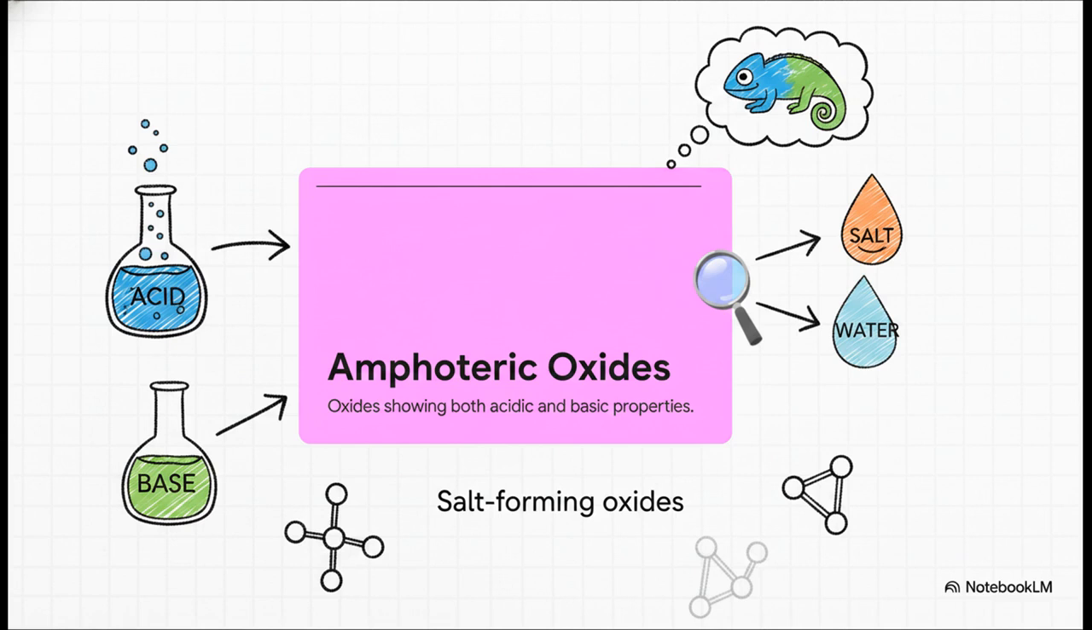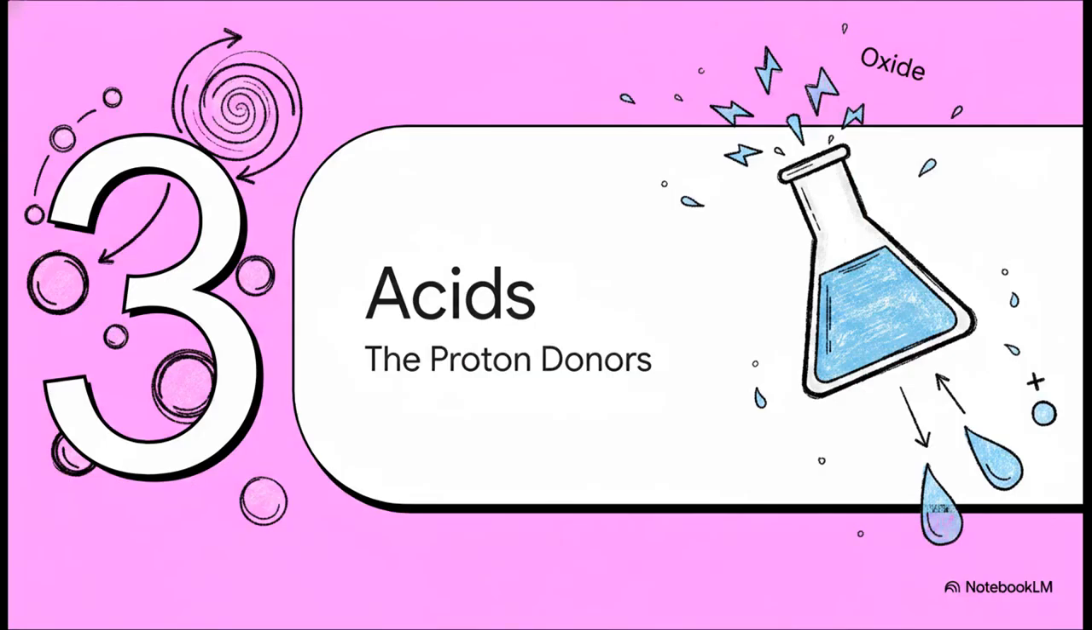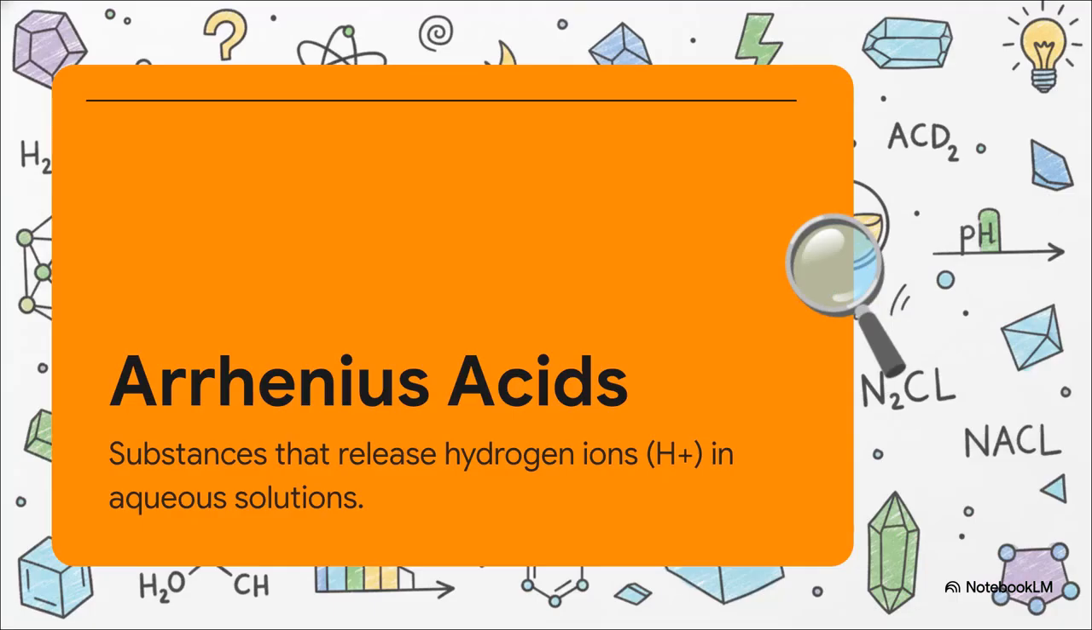Because of this exact capability, acidic, basic, and amphoteric oxides are often grouped together and called salt-forming oxides. Section 3. Acids, the proton donors. So according to the Arrhenius definition, for a substance to be considered an acid, it must contain ionizable hydrogen that it can release into water. It essentially acts like a highly dedicated proton donor.